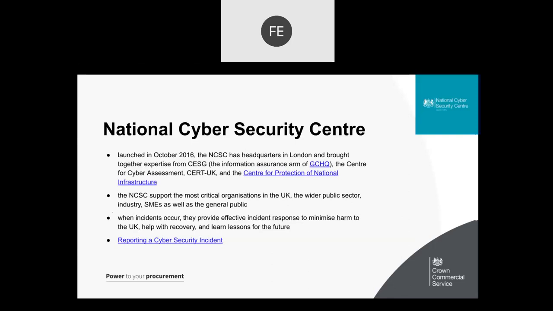The NCSC support the most critical organisations in the UK, the wider public sector industries, SMEs, as well as the general public. When incidents do occur, they provide effective incident response to minimise harm to the UK, help with recovery, and then learn lessons for the future. Please see this link to the NCSC website to find out more on how to report a cybersecurity incident.